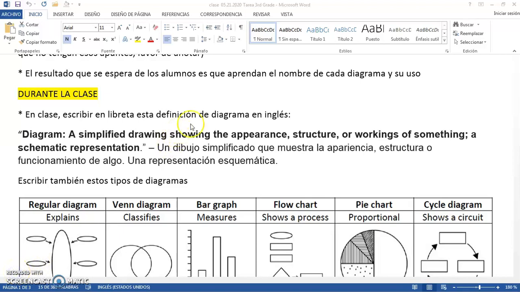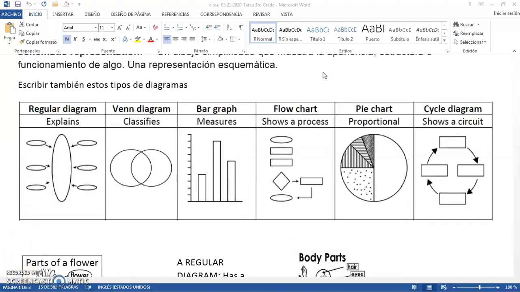Very good. Now copy the types of diagrams that we have here. I'm going to leave the picture just like that so you can copy each of them, the six of them. Regular diagram, Venn diagram, bar graph, flow chart, pie chart, cycle diagram.